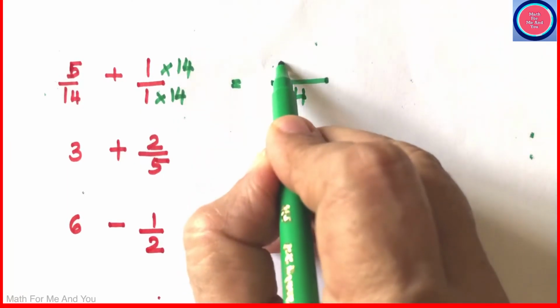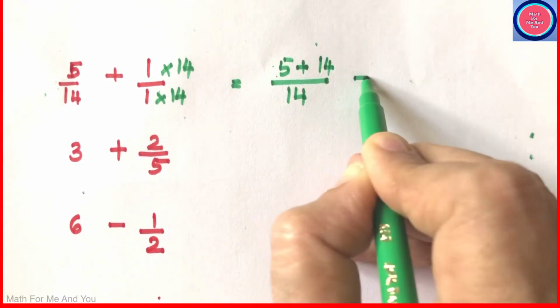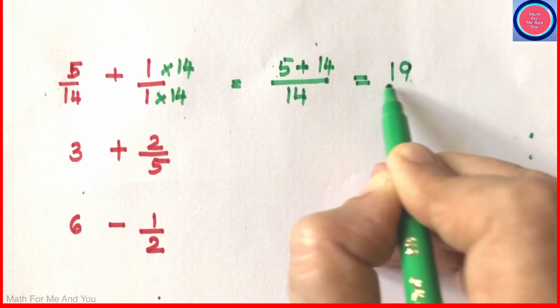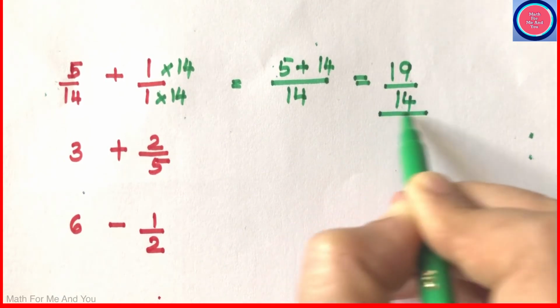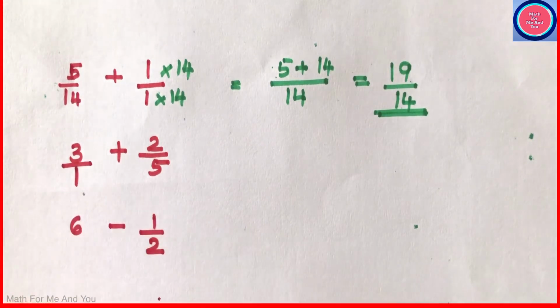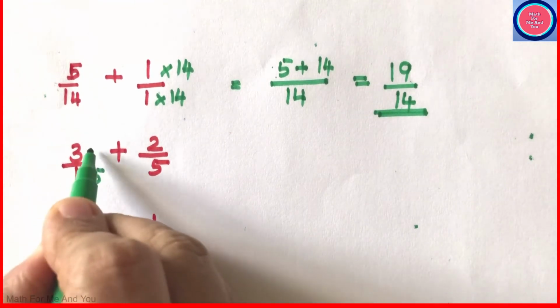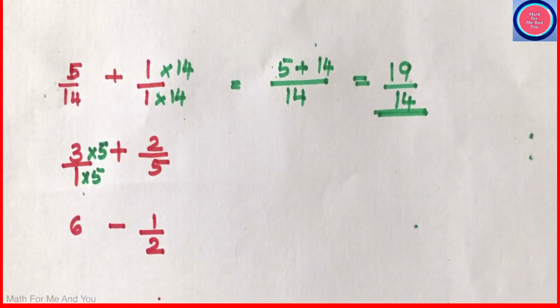And write the numerators. 5 plus 1 times 14 is 14. So what answer we get? 14 plus 5 is 19 over 14. See the second question. How can we answer that? Yes. First we write 3 with the denominator 1. And then 1 we change to 5. How? Multiply with 5. And the numerator also we multiply with same number.